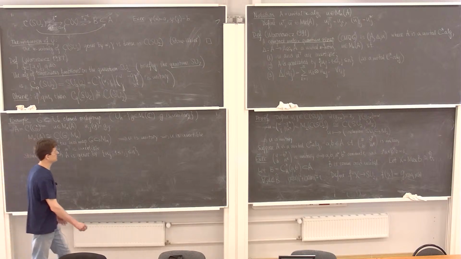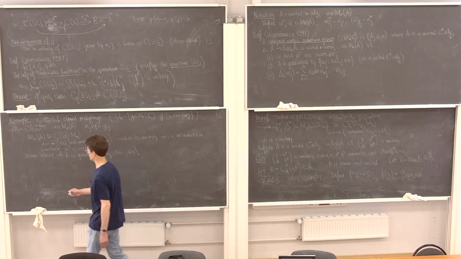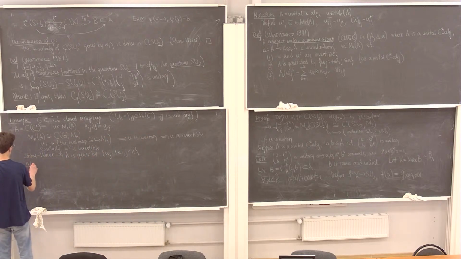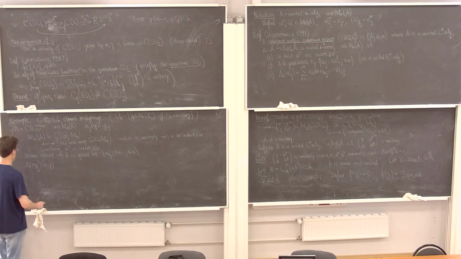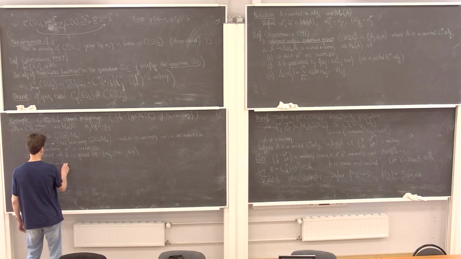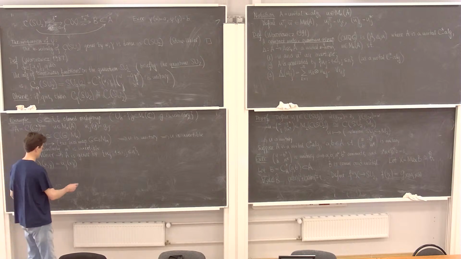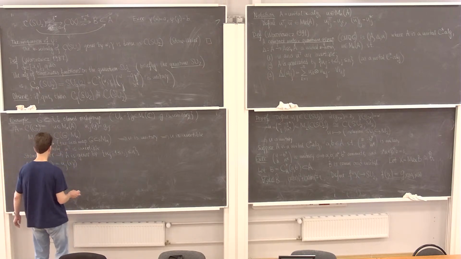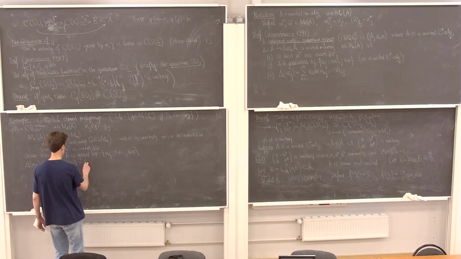And finally, to prove condition 3, we do a simple calculation, delta of Uij. This is a function of two variables, so we apply it to x and y. This is, by definition of our delta, Uij applied to xy. But U is the identity representation, so this is just the ijth coordinate of xy.